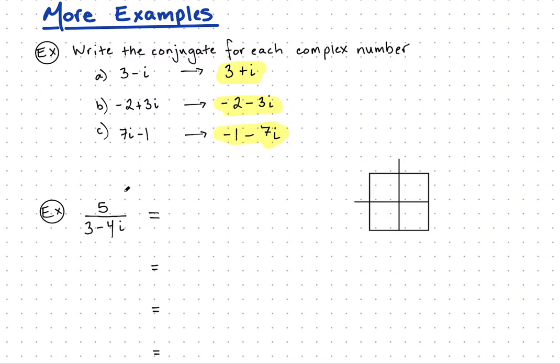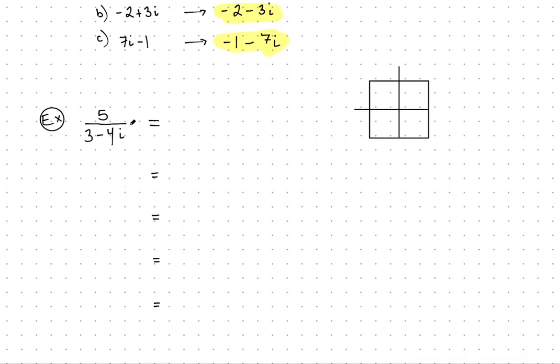All right, let's look at the next one. This is a simple division problem. We're doing 5 divided by 3 minus 4i. So let's do this out. We're going to start by writing out our fraction bar, and we've got 5 and 3 minus 4i. And to do division, we have to multiply the numerator and denominator by the conjugate. So we've got 3 plus 4i instead of 3 minus. And we'll do the same thing on the bottom.